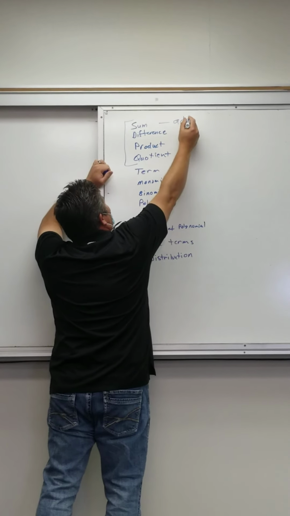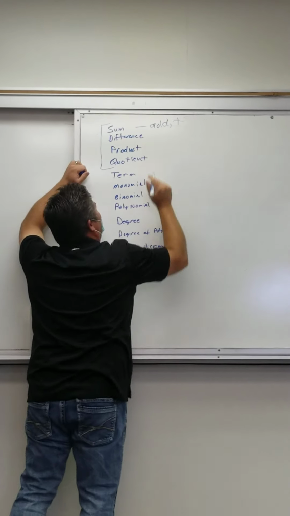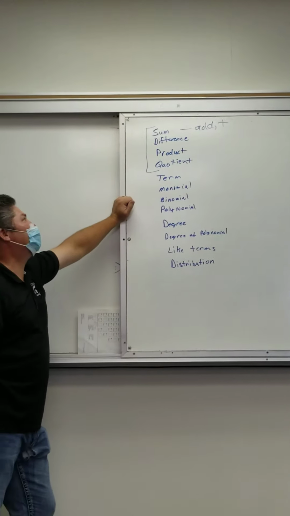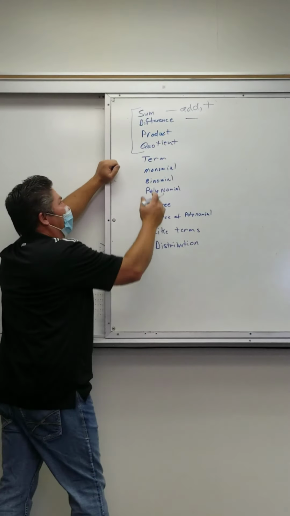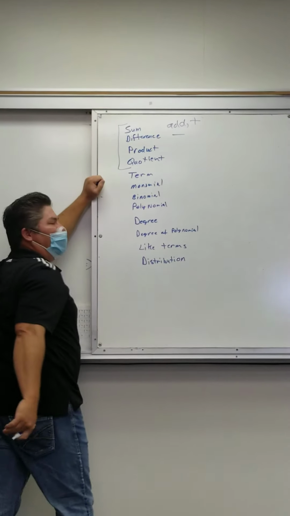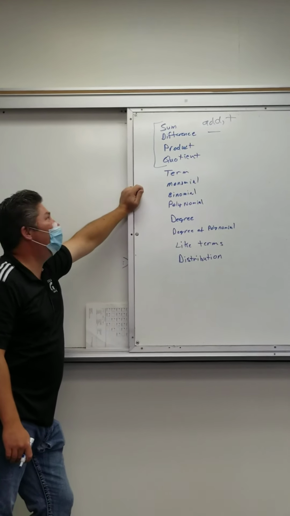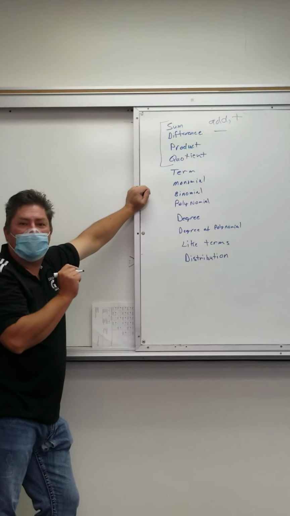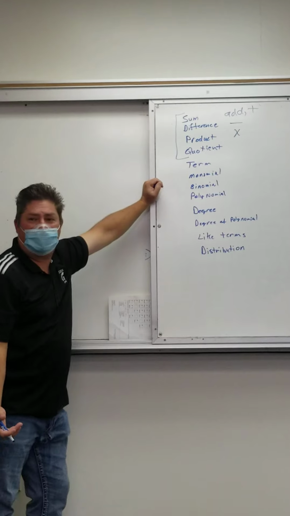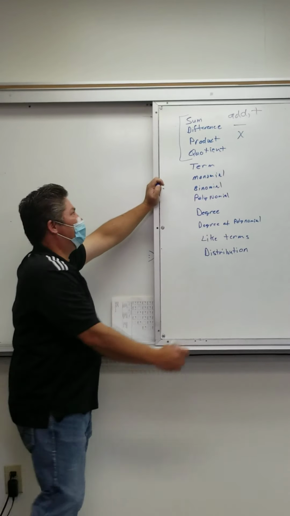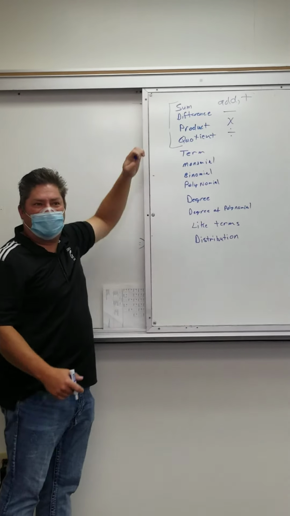Addition is sum. I'm just going to put a plus because I don't like to write. What's difference? Subtract. I'm just going to put a minus there so I don't have to write it. And what's product? Multiplying. And what's quotient? Dividing. Division. So anytime I say these words, these are just the language of math, right?